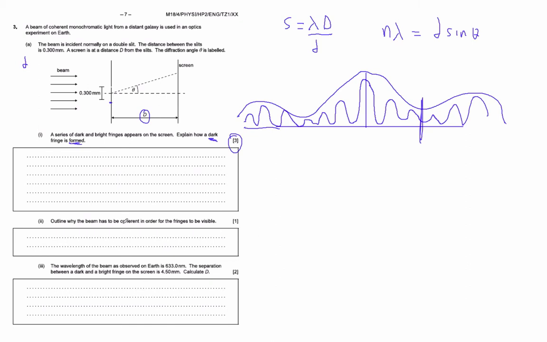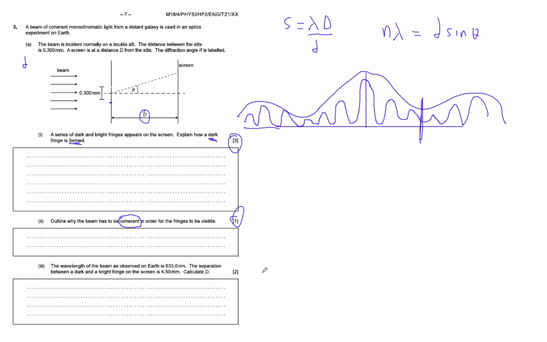Okay, outline why the beam has to be coherent. Coherent means that these guys are in phase, okay? That when this one is making a crest, this one also makes a crest. When this one makes a trough, that one also makes a trough. Obviously, if it's not coherent, if it's not in phase, if it's just at random phases, then you're just going to get a random addition of just random stuff on the screen. You won't get the beautiful interference pattern.